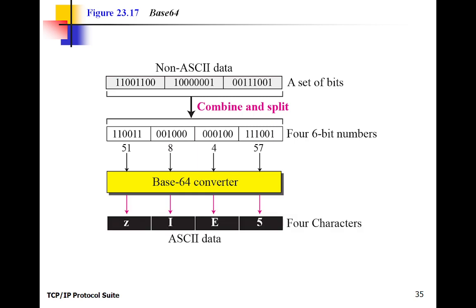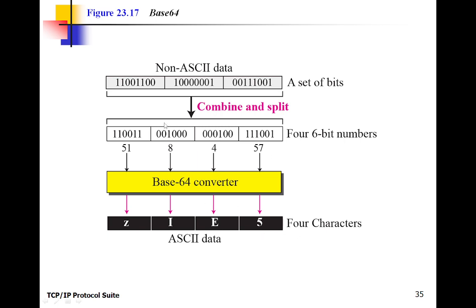Then the next one is base 64. That's one type of character transfer format. Here what we are seeing is that there will be non-ASCII data, and that particular set of code data has been combined together and split. Here we have taken only 6 bits of data, so we calculate the ASCII value of the data. When we use the base 64 converter, the corresponding binary value is changed into the corresponding character format.